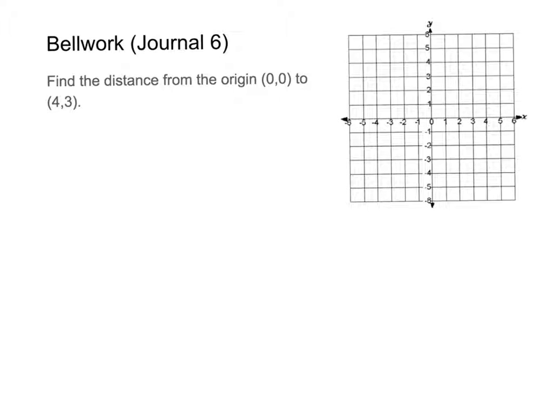So the bell work here is just saying, if you have these 2 points, you have to find the distance between them. The first point is at the origin, and the origin's right here at 0, 0, right? So we have that point, and then we have the point 4, 3. If I go over 4 and then up 3, there's 4, 3. And what it's asking is that you need to find the distance from here to here.